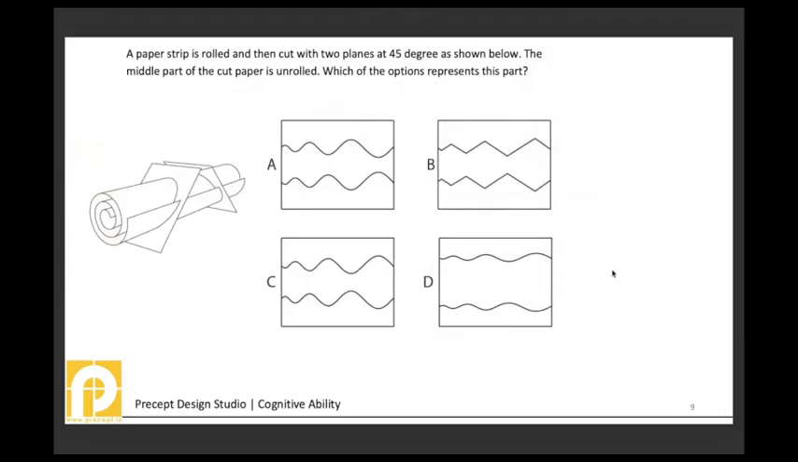A paper strip is rolled and then cut into two planes at 45 degrees as shown below. The middle part of the cut paper is unrolled. Which of the options represents this part? Now, if you observe the thickness, the point where it starts, this is the middle part, so it will have a medium size. Then from that, it increases to maximum. And from there, after coming back from a semicircle, it comes back. The middle part will be of its least length.